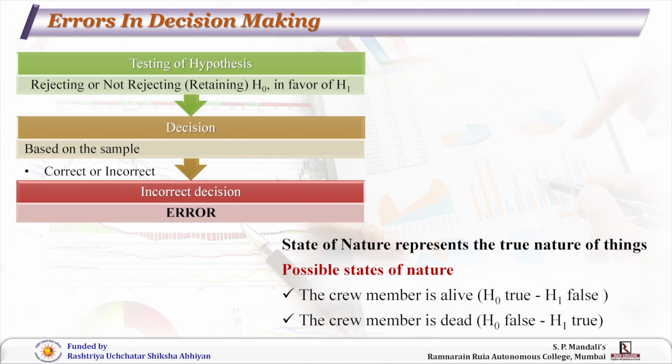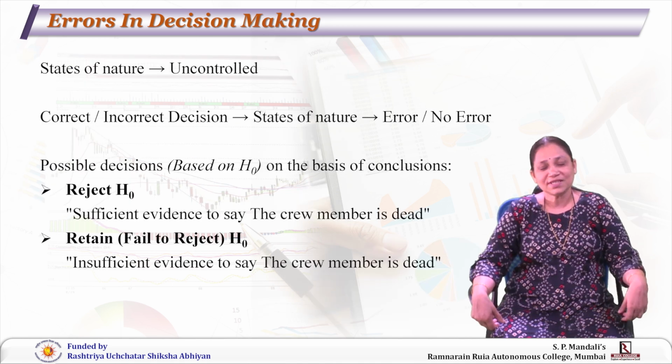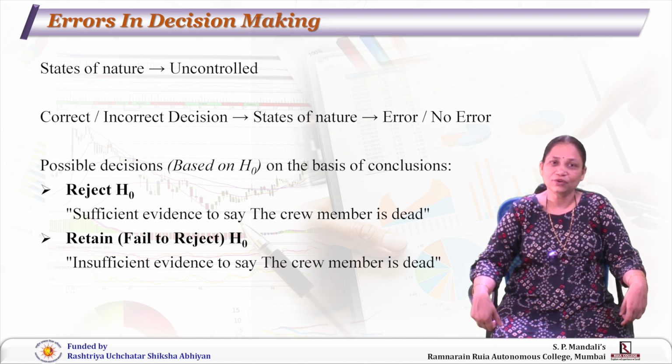The possible states of nature that exist are the crew member is alive, which means that the null hypothesis is true and the alternative hypothesis is false, or if the crew member is actually dead, the null hypothesis will be false and the alternative hypothesis is going to be true. Though the state of nature is not under the control of the decision maker, to take the decision is totally under the control of the decision maker. Occurrence of error or non-occurrence of error rather will happen due to the state of nature.